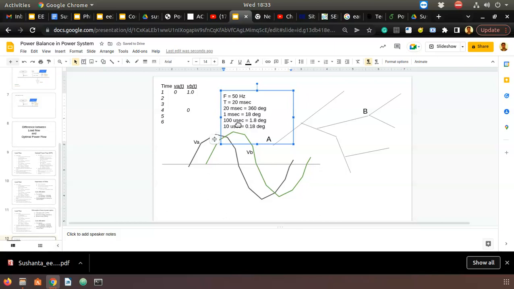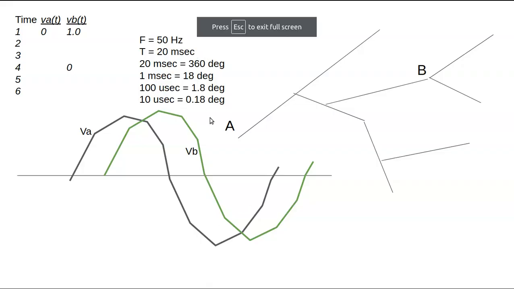So even though you are taking samples at 40 milliseconds, the internal clock of the PMU in city A and the internal clock of the PMU at city B have to be synchronized with an accuracy of less than 10 microseconds. Okay, I said 500 kilometers difference, right?